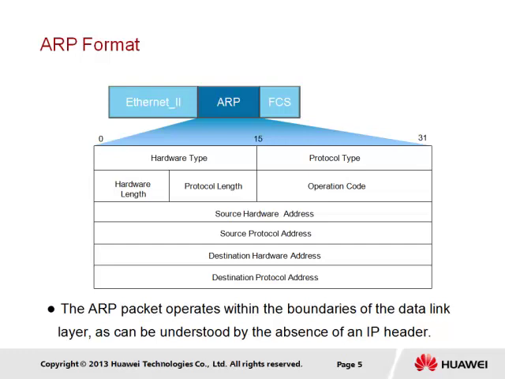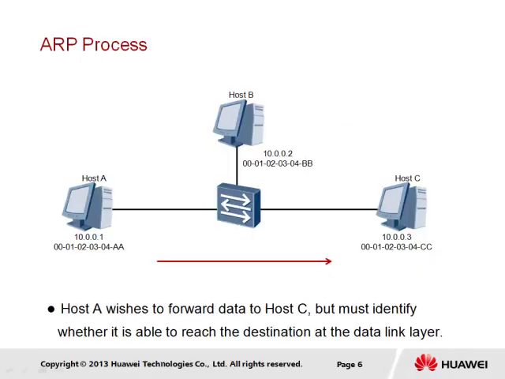Since there is no IP header, the range of ARP packet transmissions is restricted to the boundaries of the local network, and as such is unable to traverse IP gateways. We represent here a typical scenario in which ARP is required.